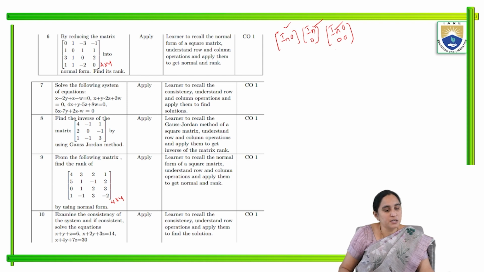Okay, these 10 questions come under critical thinking from the question bank. Next, I'll discuss the long answer questions from the question bank.